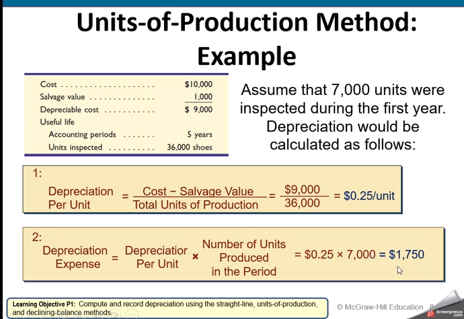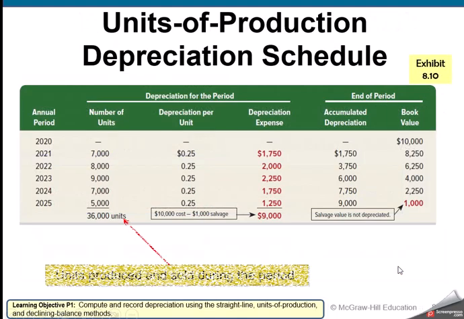So $1,750 is going to be what we charge off to depreciation expense. But as you look at it, every year is going to be different because every year is based on your number of shoes that were inspected. So it can go up and go down. So depreciation is not consistent, but you will still get to the end where if you've reached your total units, you've depreciated the full 9,000, and then what's left on your books is $1,000.